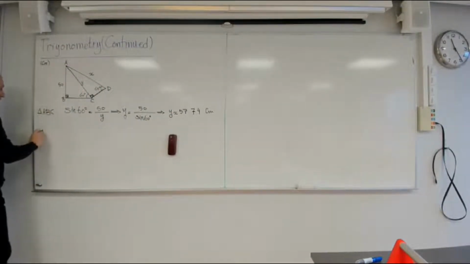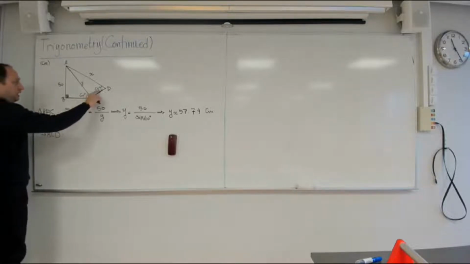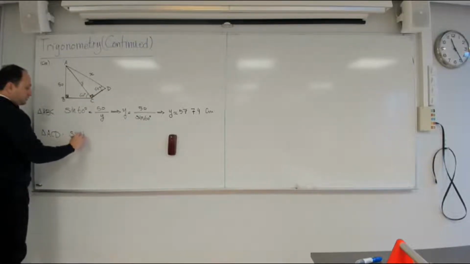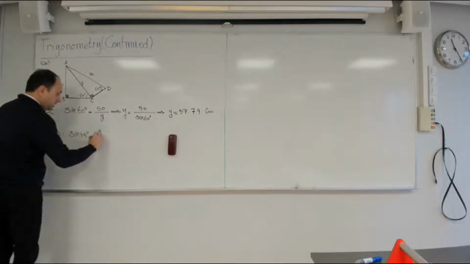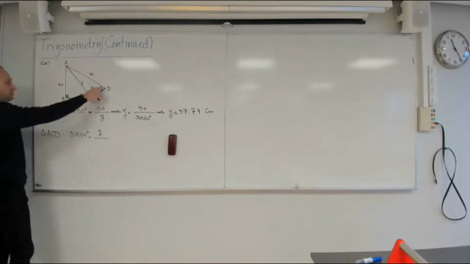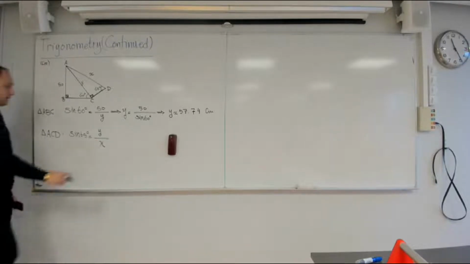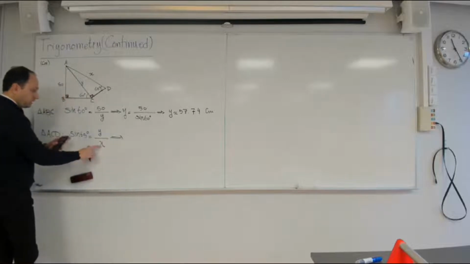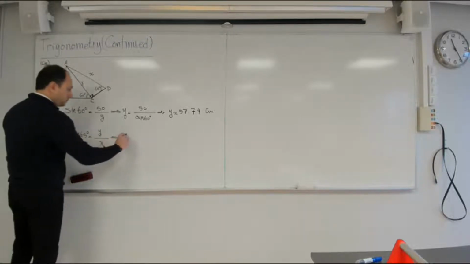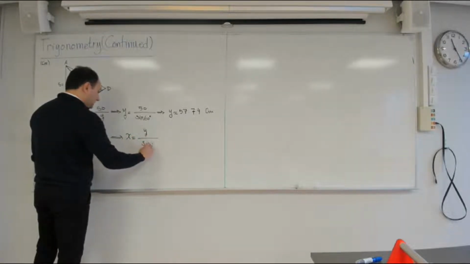Now I go to the triangle ACE. What can I do? Again, I can write sine 65 degrees is equal to the opposite side, which is y in this case, divided by the hypotenuse, which is x. Yes? But again, I am looking for x. So if I want to, I can interchange these two, as I told you before. So this becomes x equal to y divided by sine 65 degrees.